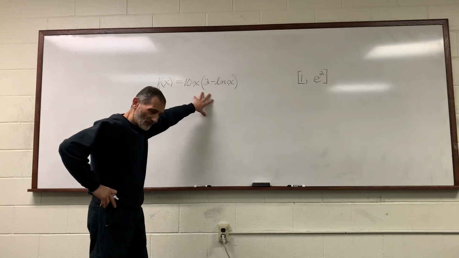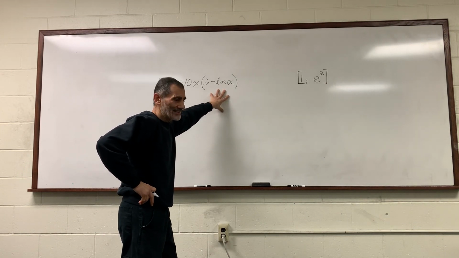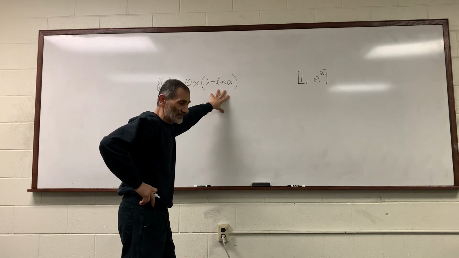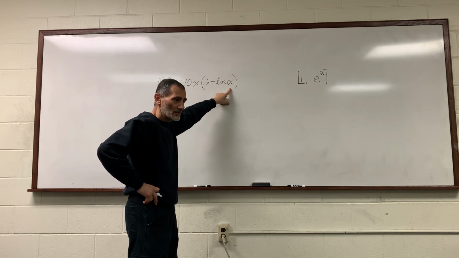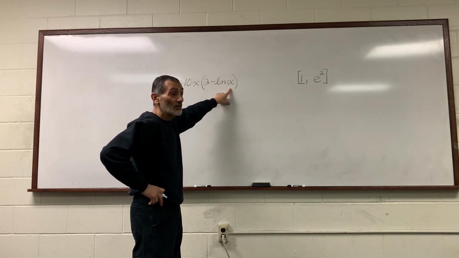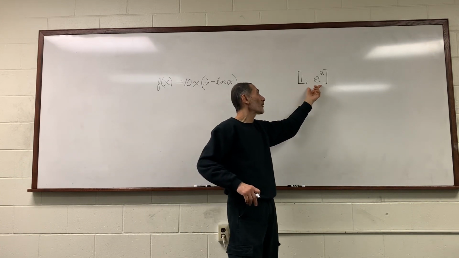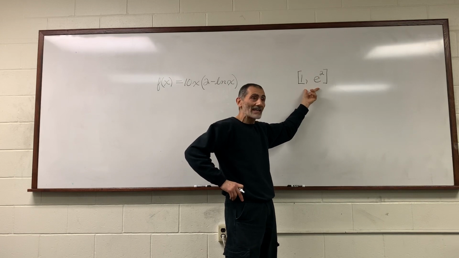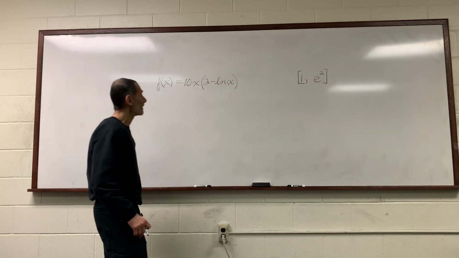Let's take a look at this function, first of all. The fact that we're dealing with ln x, the natural log of x, tells us that we cannot have any x that is 0 or negative. This function is defined only for positive values of x. Well, that's not a problem here because the interval we're looking at is from 1 to e squared. It does not include 0 or any negative numbers.